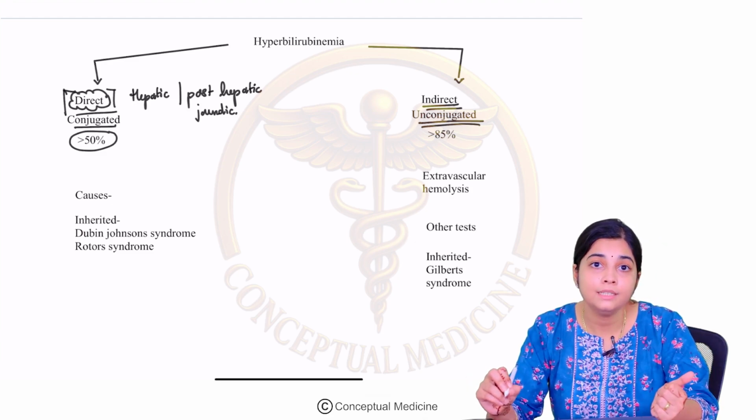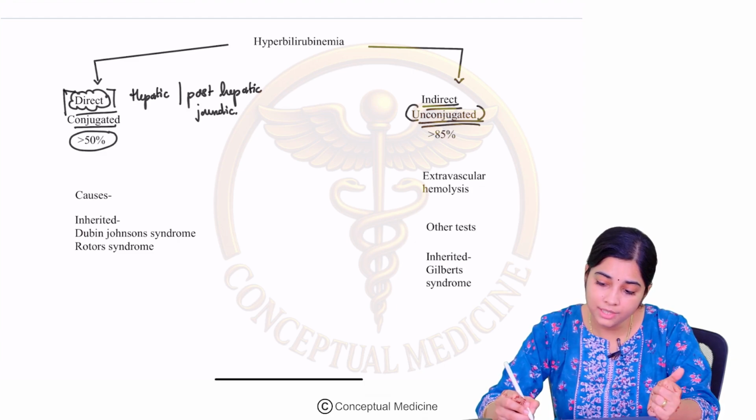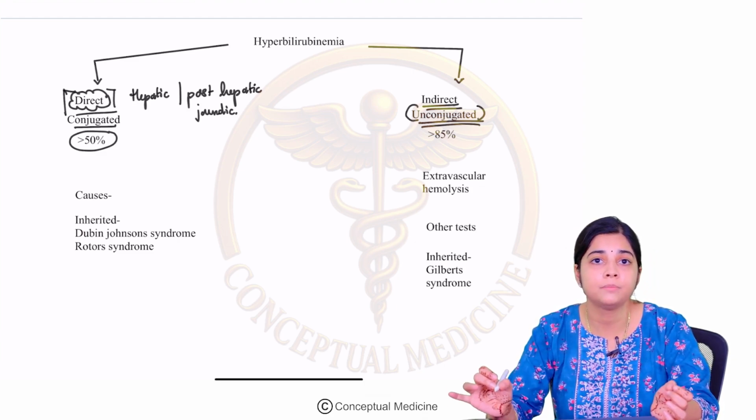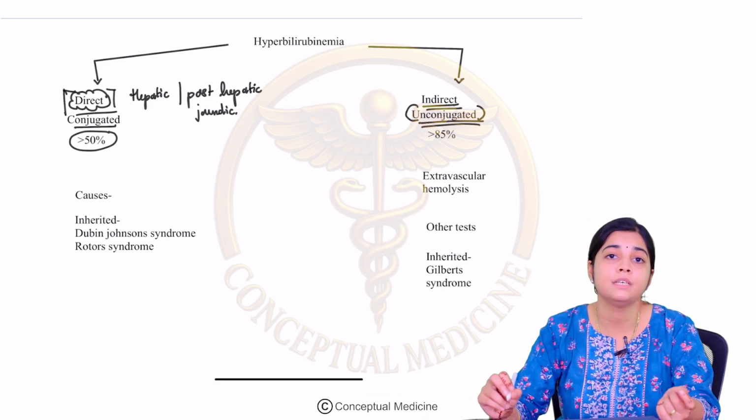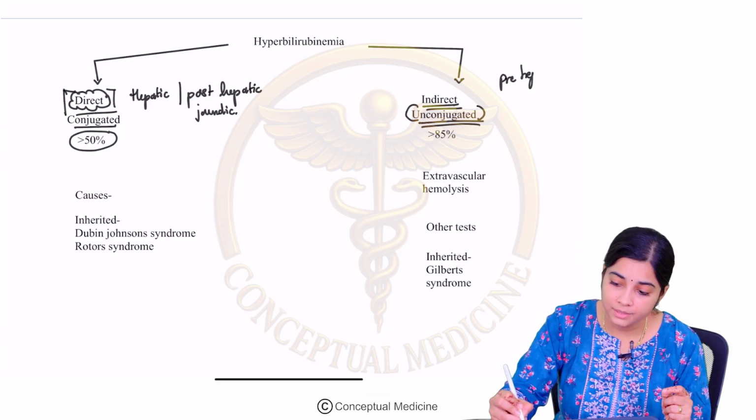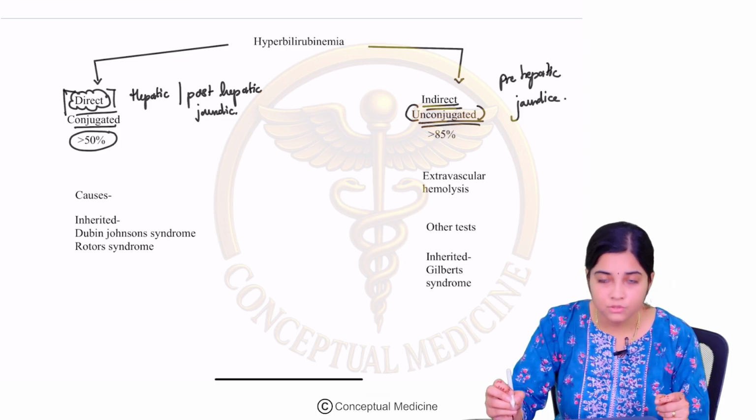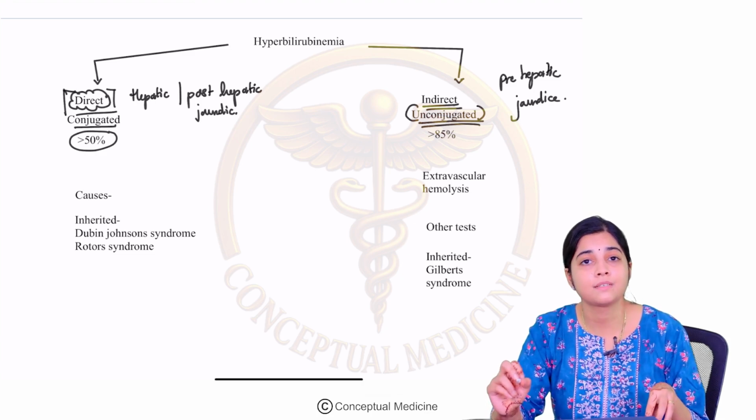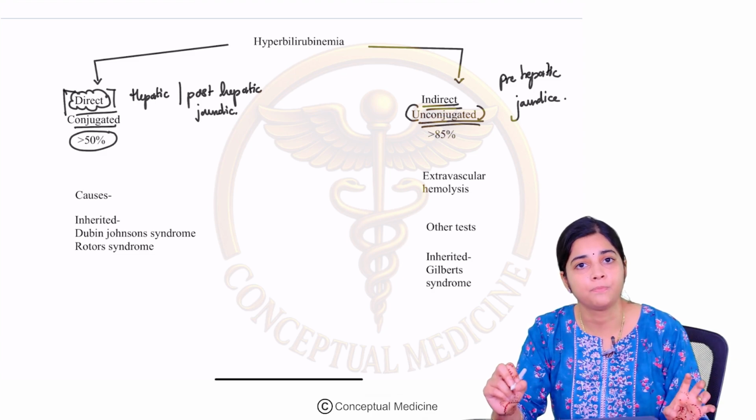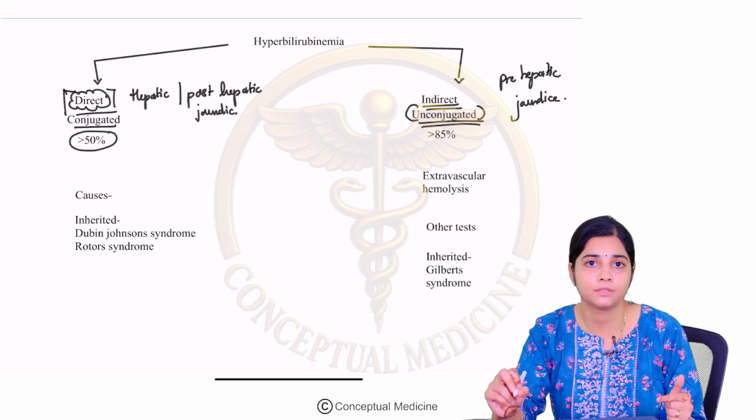What happens in indirect? In indirect hyperbilirubinemia, your unconjugated bilirubin fraction is higher. When does the unconjugated bilirubin become higher? That means when heme synthesis is more, and this is what we call pre-hepatic jaundice. So what happens here? The disease process is happening before the entry of bilirubin into the liver. So what type of bilirubin is there at that time? It is your unconjugated bilirubin.